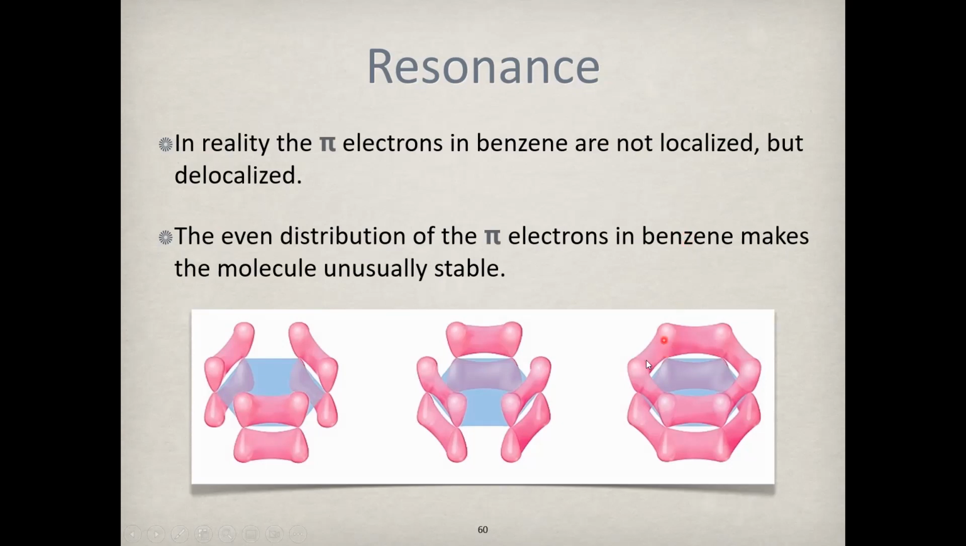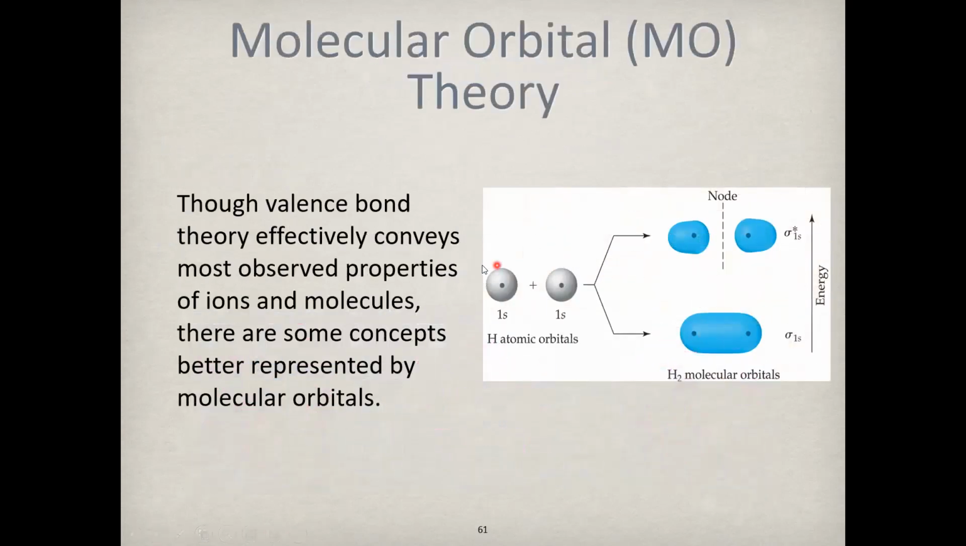And we're not actually going to have single bond, double bond. We're really going to think of these as 1.5 bonds all the way around. And because of that, it's going to make benzene extremely stable. Or maybe not extremely stable, but more stable than you may expect with a ring structure like that.